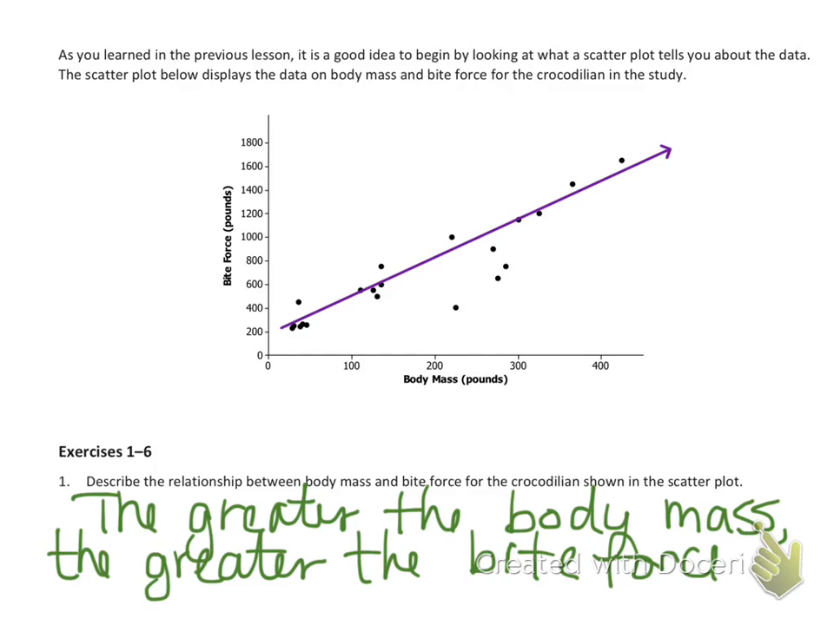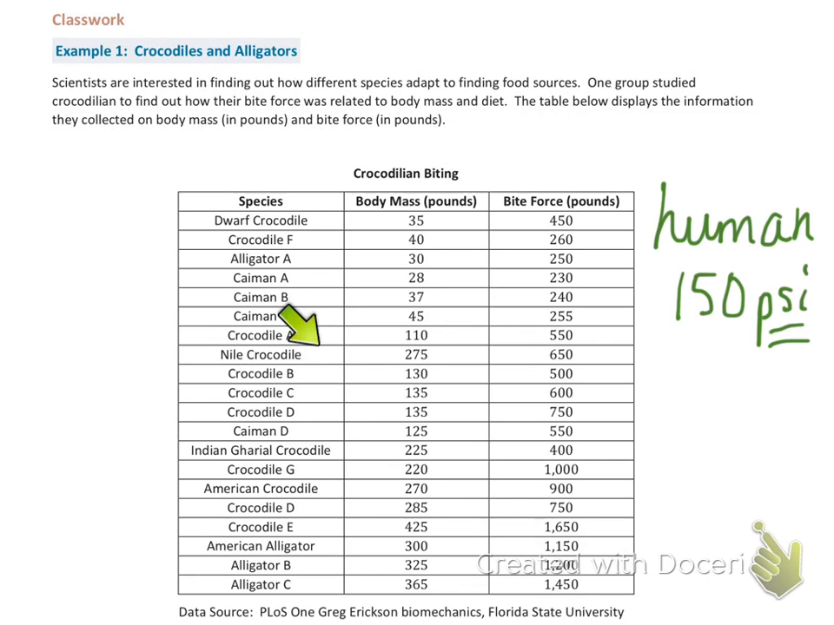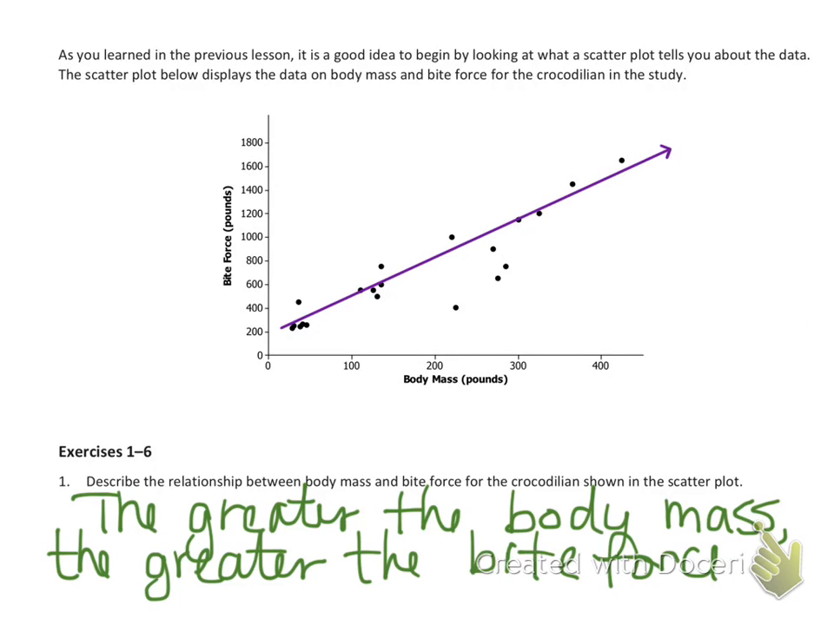All right, so I've drawn a line that I feel is a pretty good fit for the data. Now I'm asked to predict for the 220-pound crocodile using my line. So this is the 220-pound crocodile in our data set. Let's go back and look at where that is. 220 pounds, crocodile G, had a bite force of 1,000. Is that right? Okay, so let's go back to our graph here.